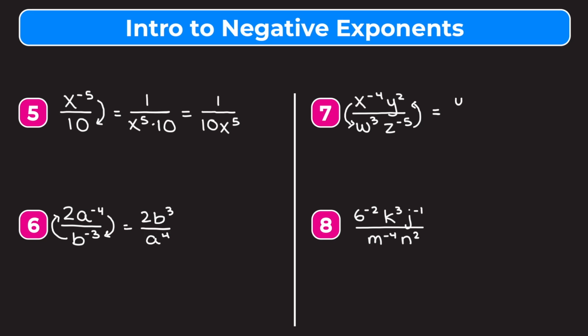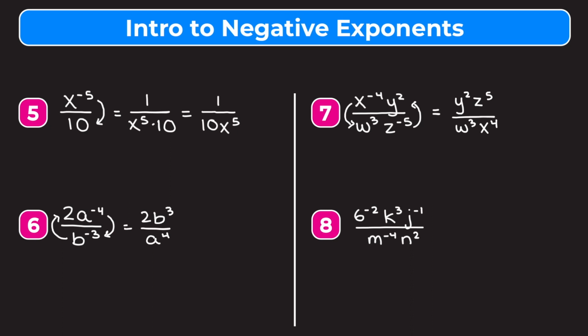On the top, we still have this y to the second, but now we've moved our z to the negative fifth to the top, so it becomes z to the positive fifth. And on the bottom, we have w to the third, but we've also moved x to the negative fourth to the bottom, so it becomes x to the positive fourth.